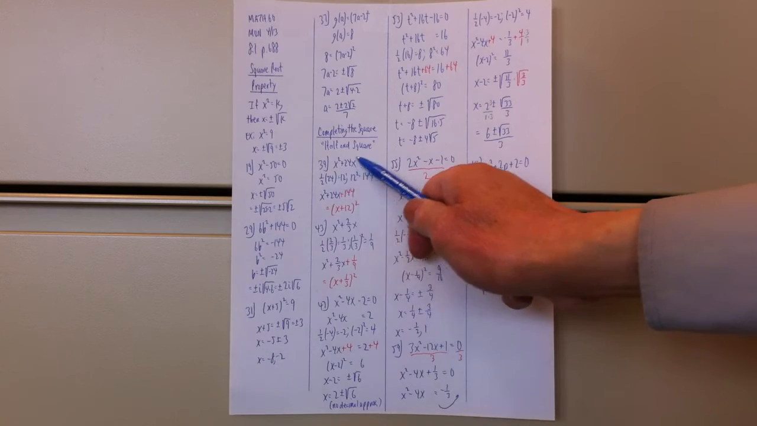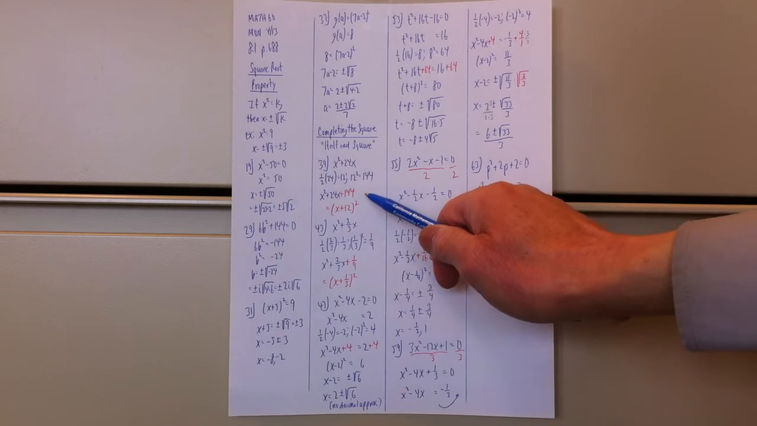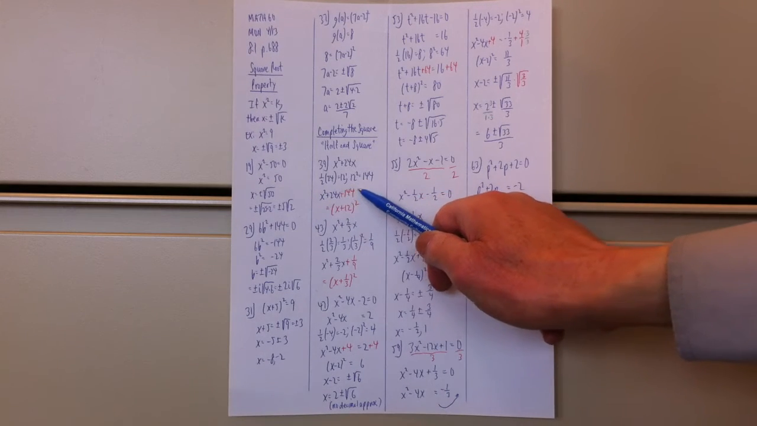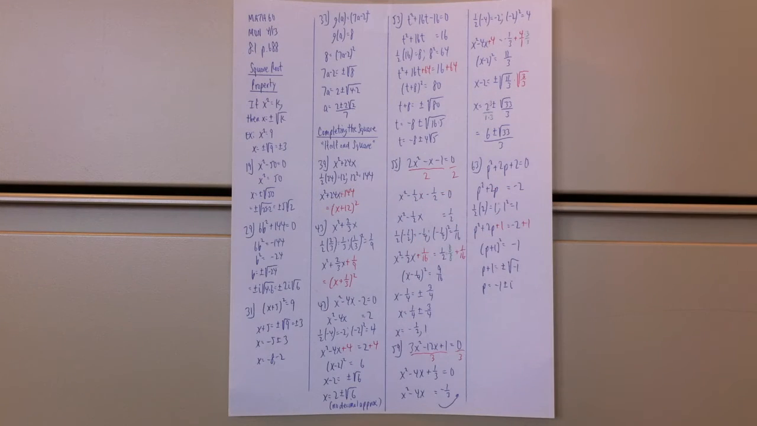So the thing I'm going to add in this example is that 144. Going back to the original, x squared plus 24x, and then I add in red here 144, because that makes this expression a perfect square, and that perfect square is x plus 12 squared.